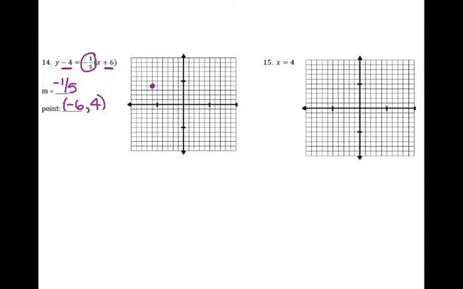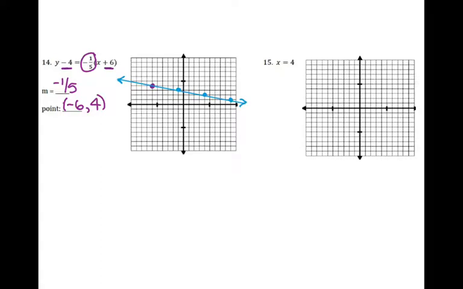And my slope is -1/5, so I'm going to use that to move. So I'm going to go down 1 over 5. 1, 2, 3, 4, 5. Down 1 over 5. 1, 2, 3, 4, 5. And I think I can fit one more on here. There we go. And then connect to make a straight line. Well, that one wasn't that great, so let me try again. This one looks better.